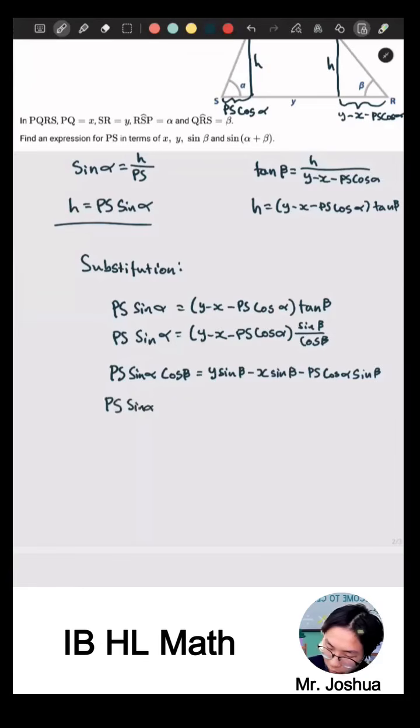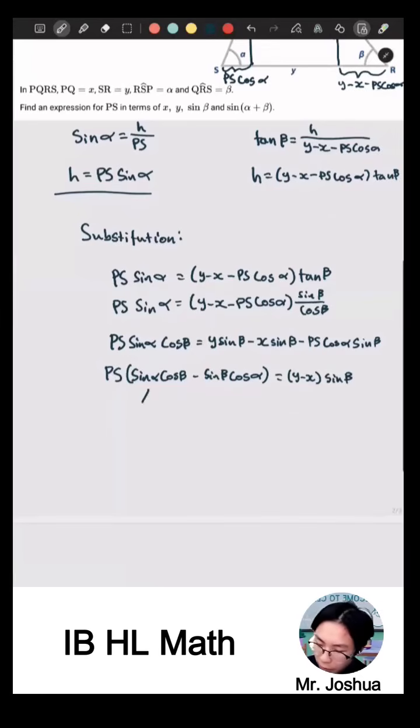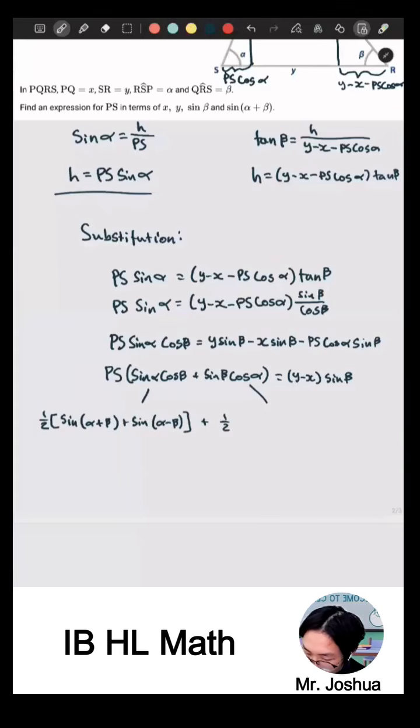So we have PS, and we can take out the PS: sine alpha cos beta minus sine beta cos alpha is equal to, and then we back it up with Y minus X sine beta. Okay. From here on, we can use our trig identity to split this into separate things. So we know that sine alpha cos beta is equal to 1 over 2 times sine of alpha plus beta plus sine of alpha minus beta. The exact same thing on the second one, we know that sine beta cos alpha is the same as 1 over 2 sine of alpha plus beta plus the sine of beta minus alpha.